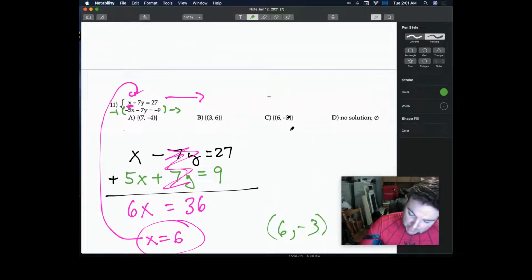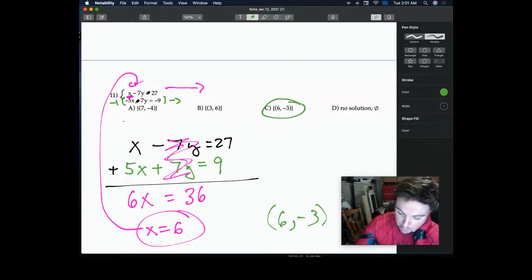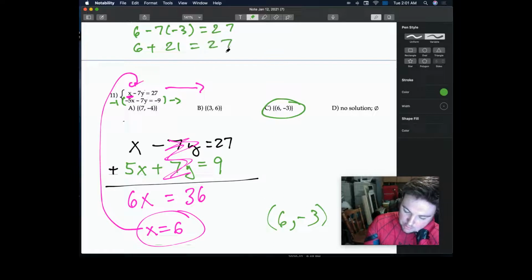Notice I'm not content with just plugging in 6, negative 3. I'm going to check it. So with the top one, do I have to do a little work to do this? Yeah, but is it a lot? Nah, right? So if we solve it, 6 plus 21 equals 27. 27 is 27. Pretty straightforward.